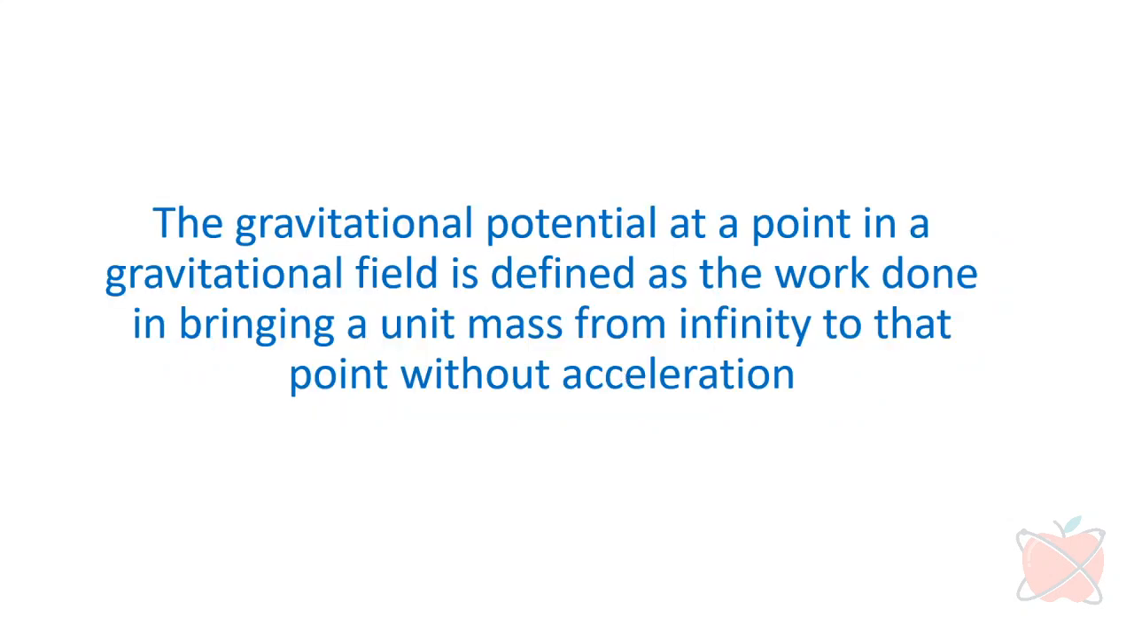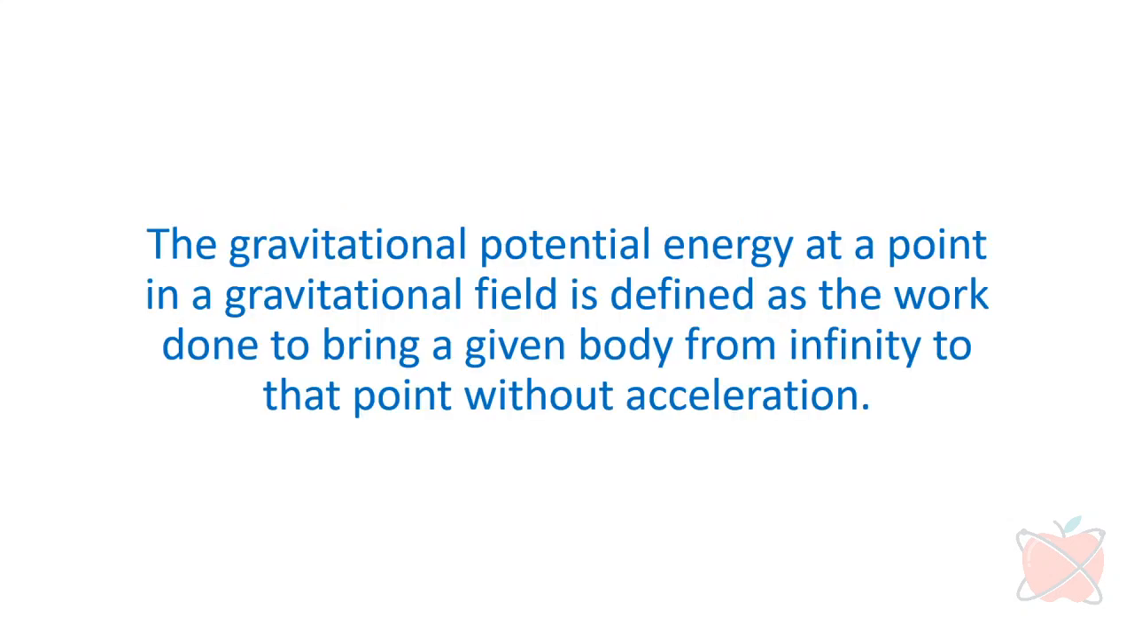So this definition says here that gravitational potential at a point is defined as the work done in bringing a unit mass. So this is where the difference lies. But here it is to bring a given body. So the body here is not of unit mass. Similarly here, to find the expression for the gravitational potential energy, we only have to find the work done to bring that body from infinity to that point. All right, so the procedure is basically very similar.